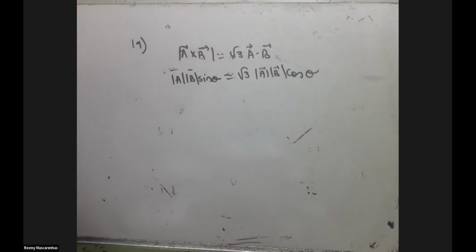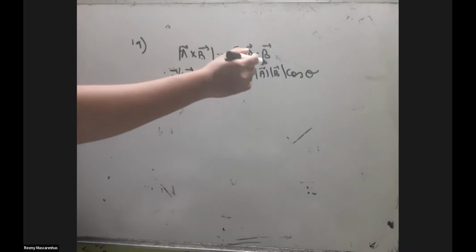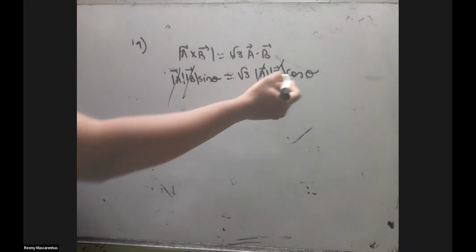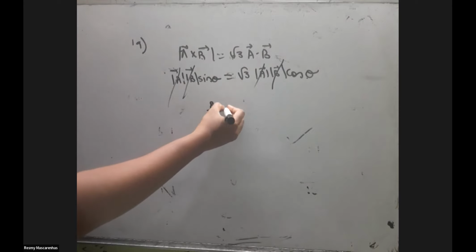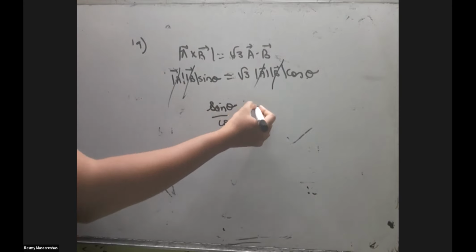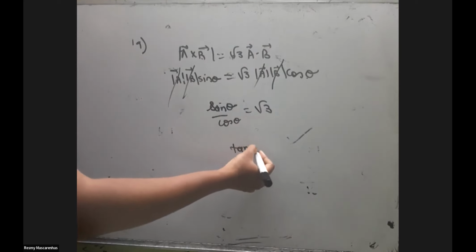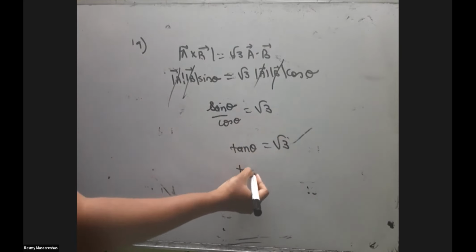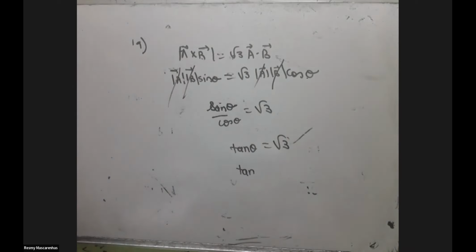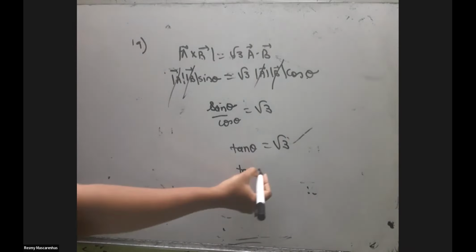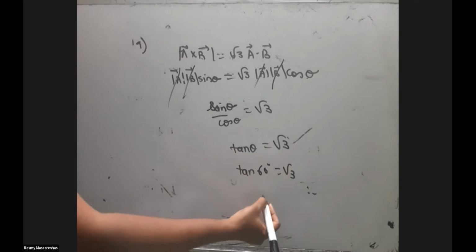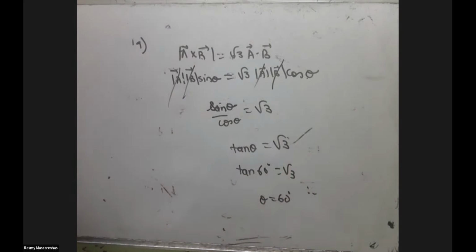You can also use normal bars. This is the formula for dot product. It is cos, and for cross it is sin. Now this and this are the same, so bring cos theta to this side. Sin theta upon cos theta is tan theta. So tan of which angle will give me root 3? So theta will be 60 degrees.